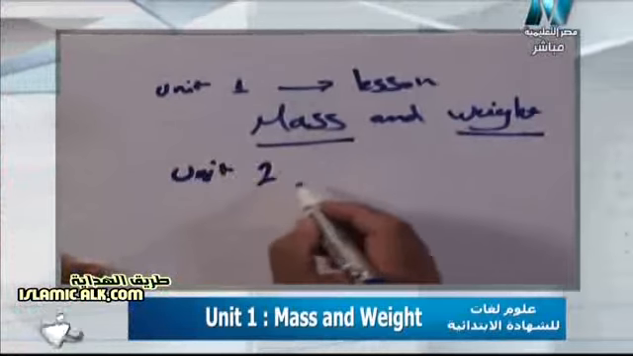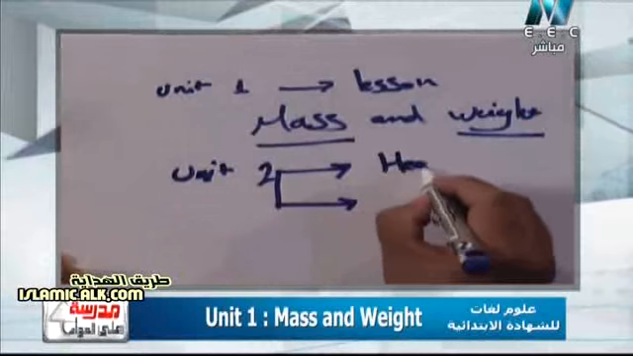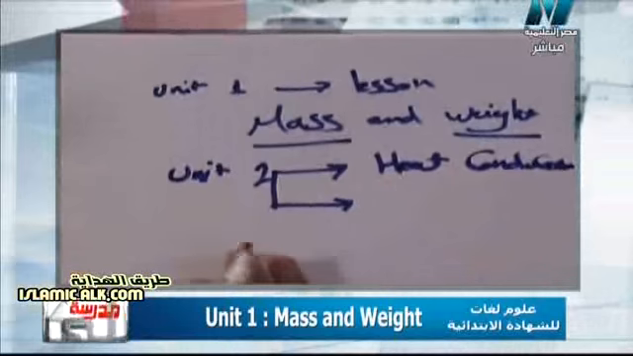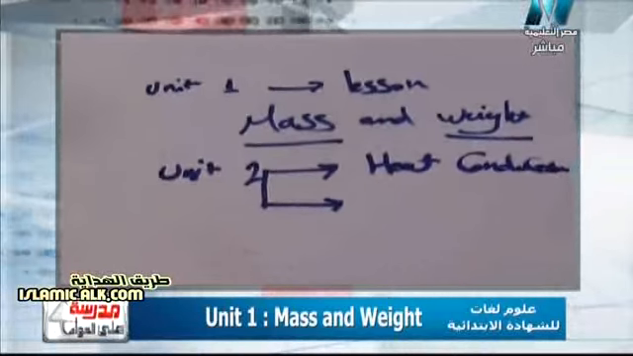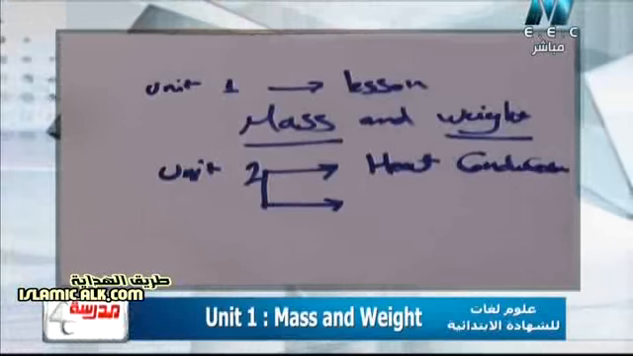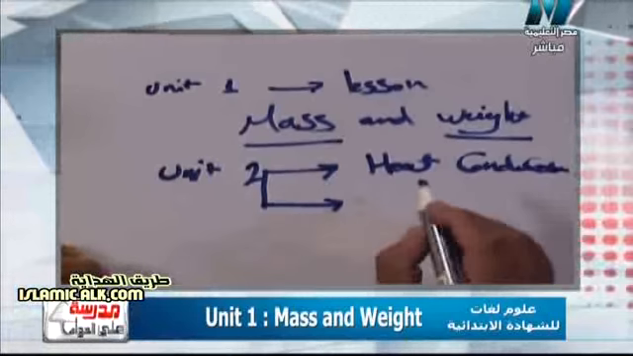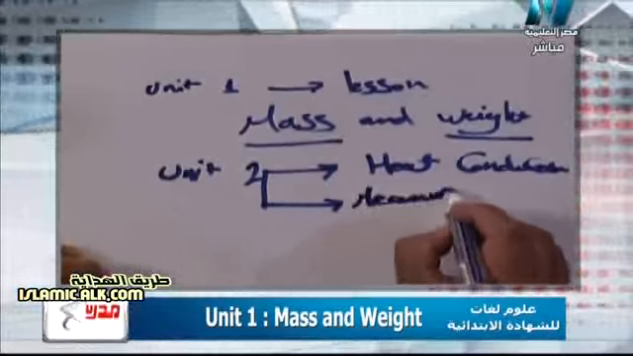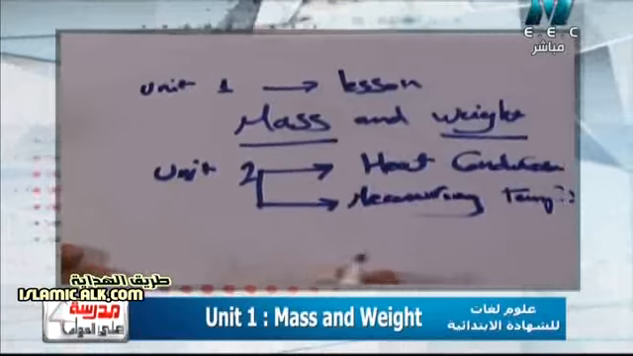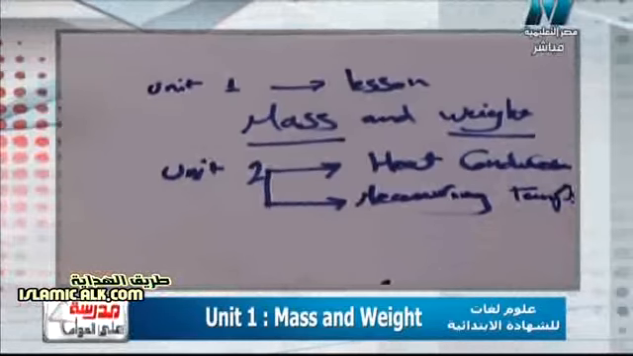Unit 2 contains 2 lessons, which are heat conduction, and you have an idea. What are the good conductors of heat and what are the bad conductors of heat, as we have studied in metals and non-metals. And also another lesson, lesson 2, which is measuring temperature. And you know we can measure temperature by a very important device, which is called thermometer. So what about unit 3?